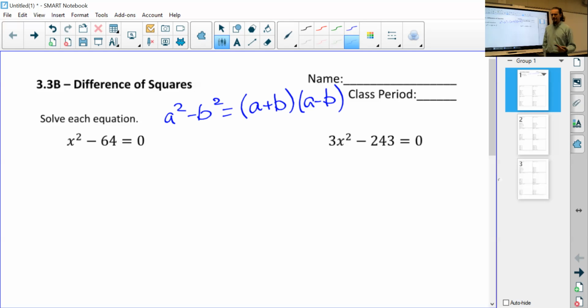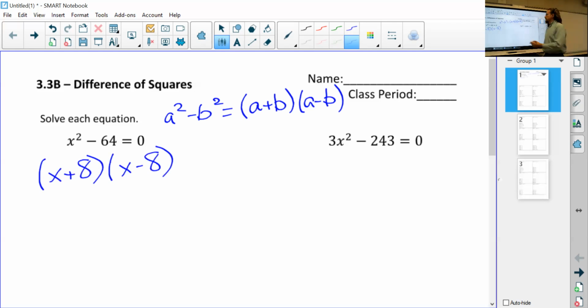Okay, so some of these are real easy. Like this one here, just x squared minus 64. So I want to know what is the square root of 64. Hopefully, since you know your perfect squares, you know square root of 64 is 8. So then this is going to simplify to x plus 8, and then x minus 8.